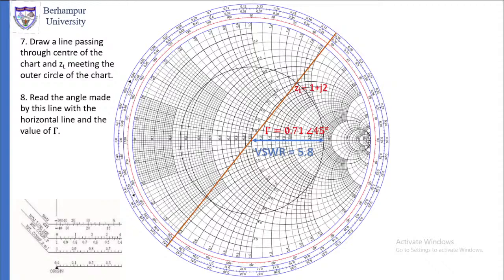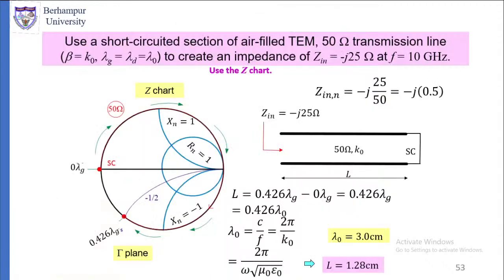Then we will see another example. These are complete Smith chart tools. We used the complete Smith chart. Then I will show you the partial Smith chart, as we started with in the beginning. Here the question is simple. Use a short-circuited section of air-filled TEM line. TEM is transverse electromagnetic mode.